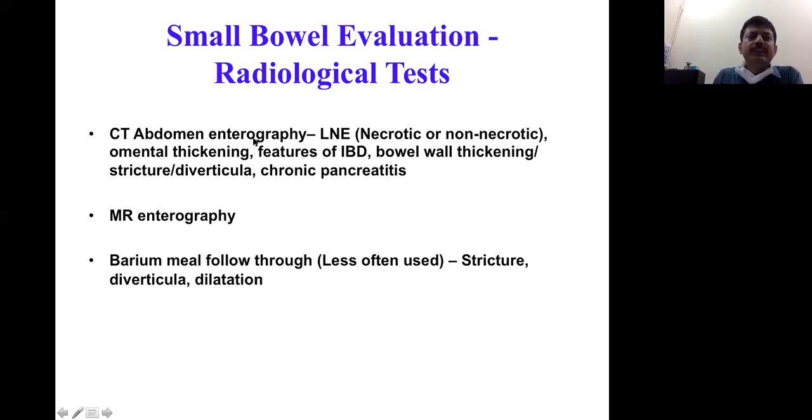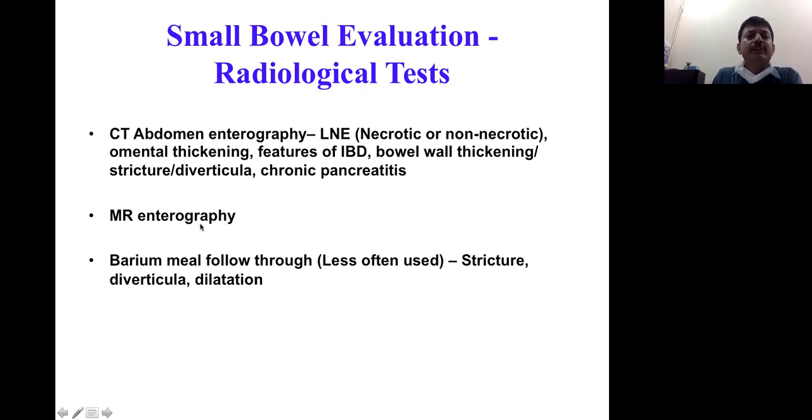And with CT, the benefit is it not only tells you about the bowel, it also tells you about what is happening outside the bowel, like lymph nodes, omentum, the vascular structures, pancreas. So it can give you a lot of information. In the past, in fact when I was a resident, the test we used to do frequently was a barium meal. But barium meal is now seldom used because it only gives you information about the inside of the lumen and the bowel wall, whereas CT gives you much more information. So now barium has hardly any role, and most often we go for a CT enterography or MR enterography.